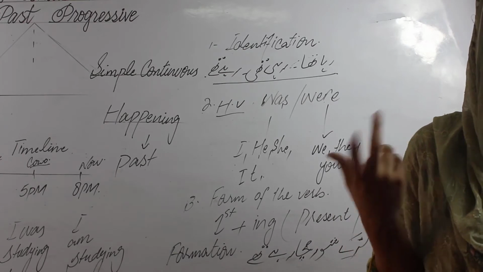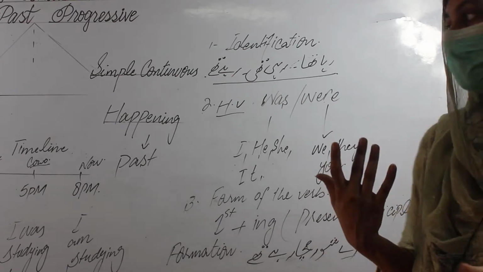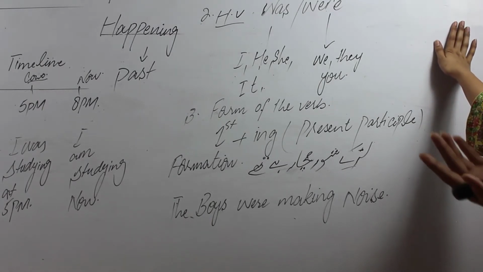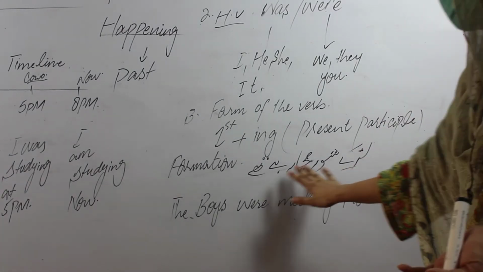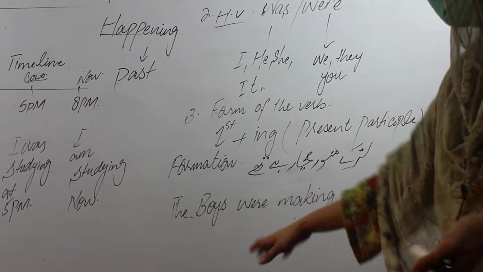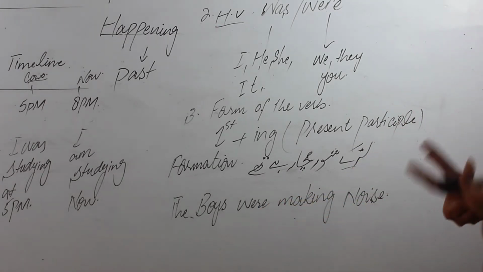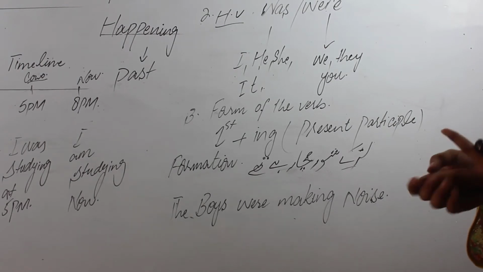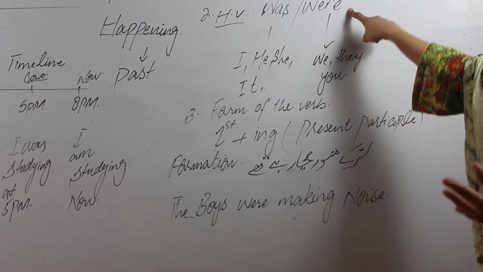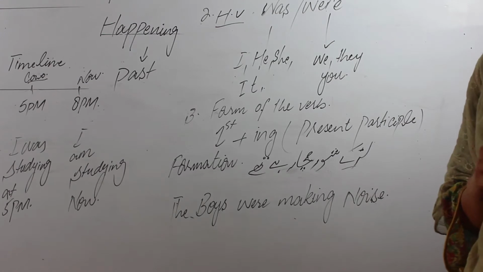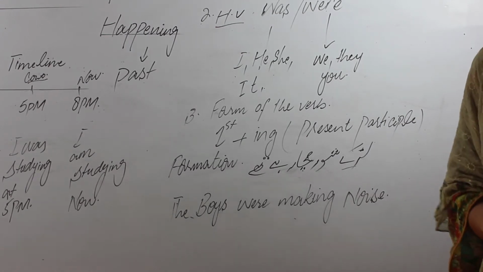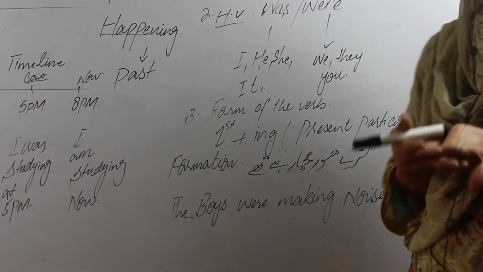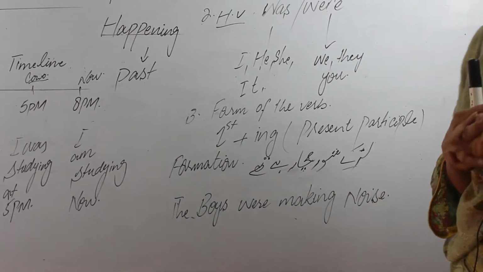Now the example in the simple affirmative of the past continuous and past progressive is ladke shor macha rahe the. First of all, put the subject, the boys, because boys are plural, not singular, so use were. The boys were making, adding the first form with the addition of ing. The boys were making noise. This is the description of the whole tense, simple affirmative.